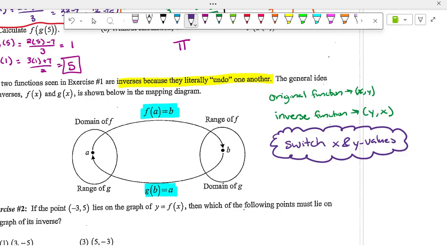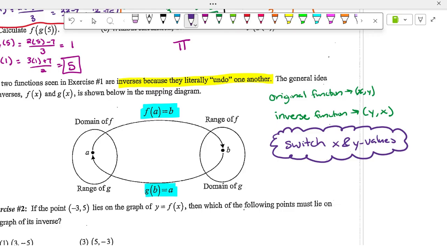And I'll tell you right now, the EOC, they love throwing inverse problems at you. And there's ways you can calculate inverse functions by hand, but sometimes it can get dicey. So in reality, you just really need to look at Desmos and see if they are switching x and y values. Just look at the points. That's all I gotta do.